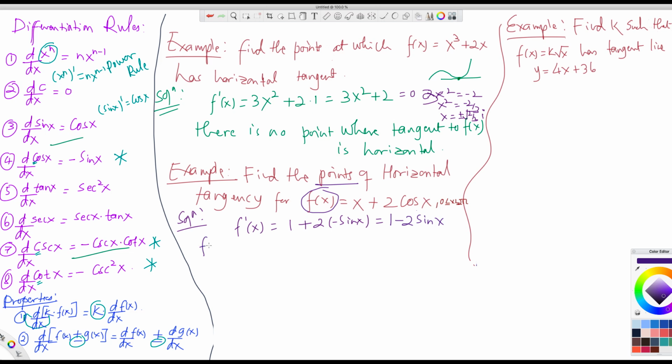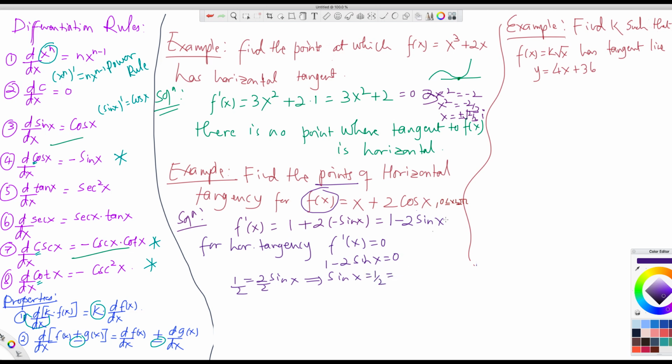Now for horizontal tangency, you need to have f prime of x equal to 0. That means 1 minus 2 sine x must be 0, right? So how do I solve that? You add 2 sine x on both sides. You will get 1 equals 2 sine x, right? So divide by 2 on both sides. This implies sine x equals 1/2.